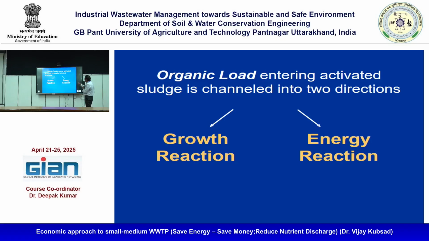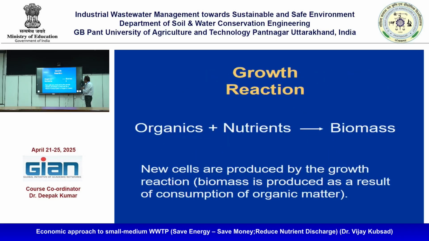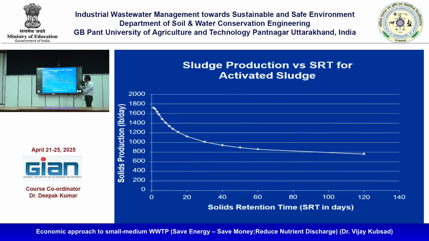And growth reactions, energy reactions, that we have covered earlier with a different perspective. Now here the growth reaction, organic nutrients and biomass, that also we have seen before, and this is important. Analysis is important. As you go into how the system works efficiently, you have to analyze what sludge is produced, how much volume it takes. So for example, why is this important? So we are stretching it a little bit.